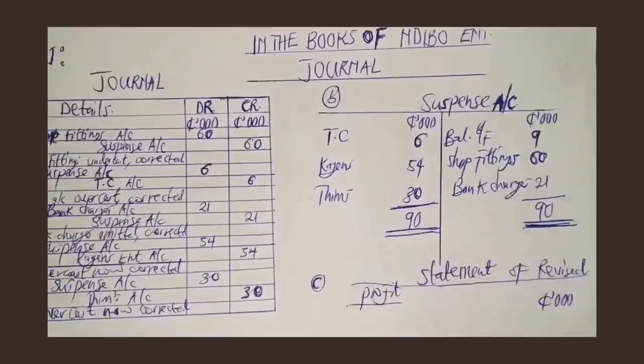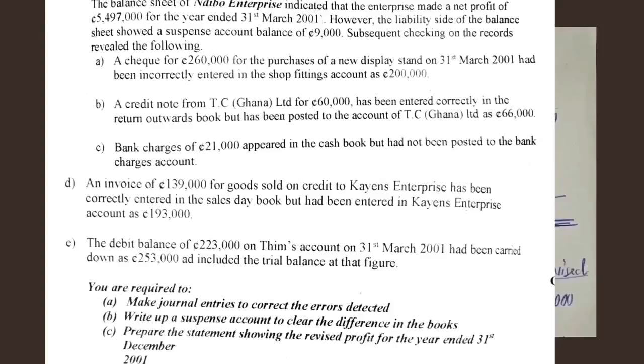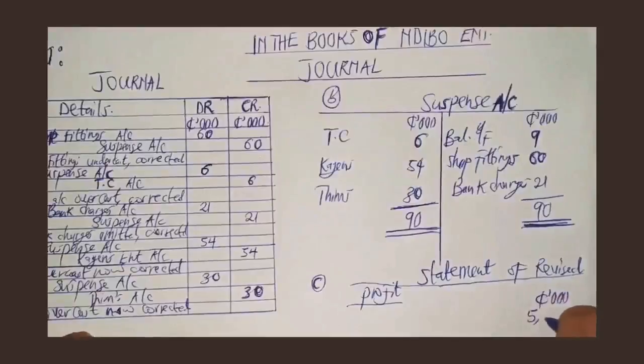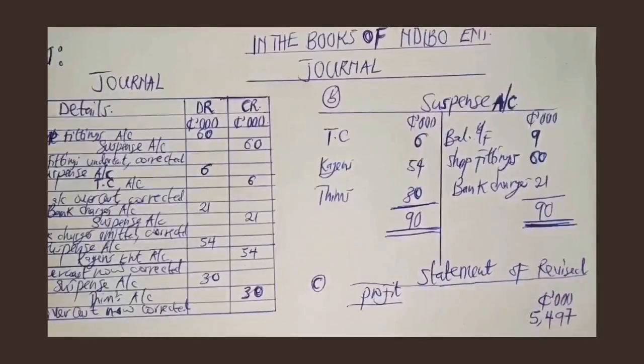So here you must first of all look out for the profit before what? Correction. So profit before revision. That one too was what? 5,497,000. So I'm going to record here 5,497. That will be the first thing that I'll be doing. And after that, I'll come to the journal.